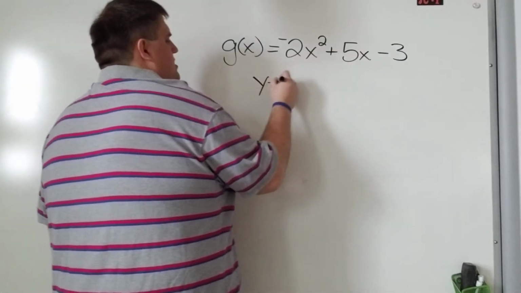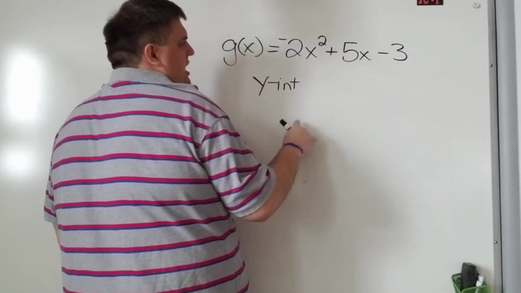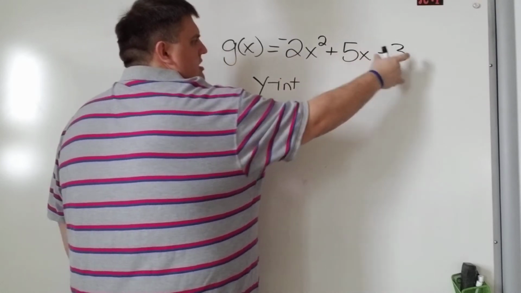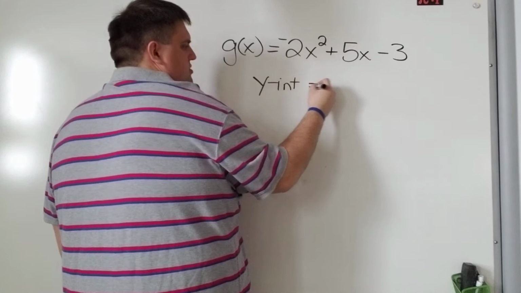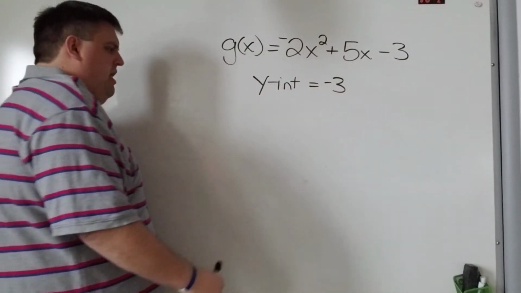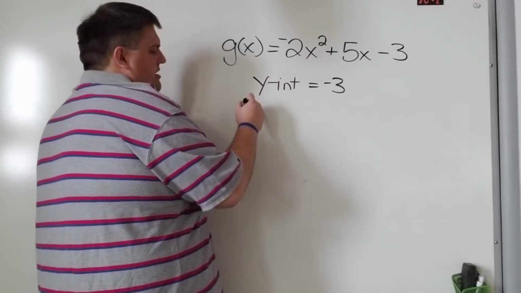Y-intercept, super duper easy, right? If we plug in 0 for x, that's gone, that's gone. We just have our c term. So our y-intercept is just going to be that negative 3. Our axis of symmetry.